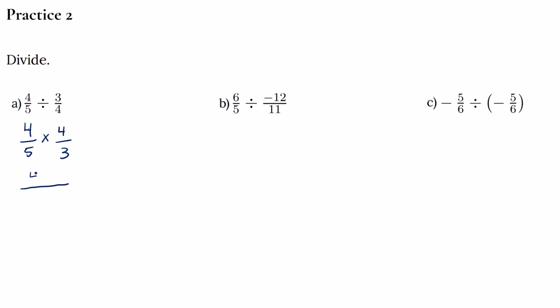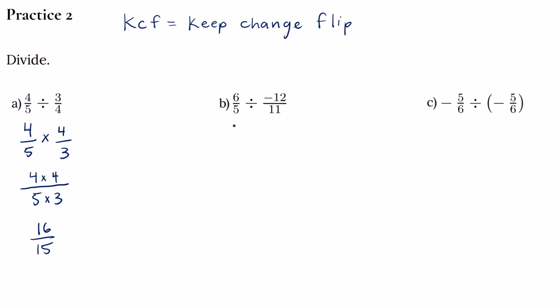So 4 times 4, 5 times 3, and that would come out to 16 over 15. You can use the acronym KCF, which means keep, change, flip, to help you remember what to do with division of fraction questions. So for this question, you would want to keep the first fraction, change the sign, and flip the second fraction. So instead of negative 12 over 11, you'll have 11 over negative 12.